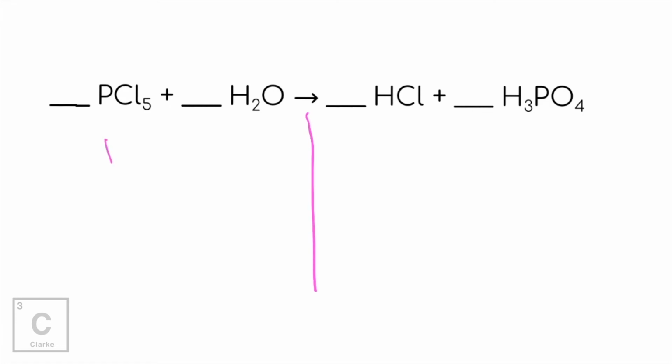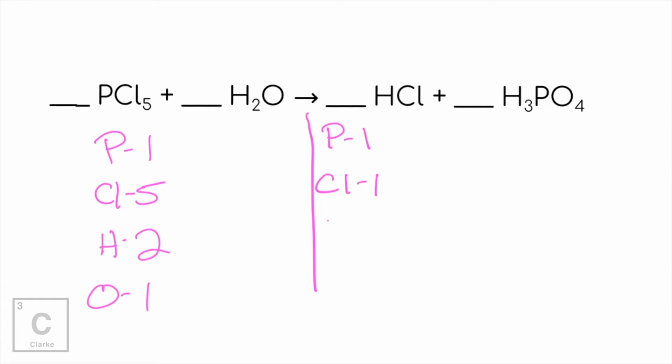Write my elements. I've got 1 phosphorus. I have 5 chlorine, 2 hydrogen, and 1 oxygen. Again, I'm going to keep the same order. Phosphorus, I've got 1. Chlorine, I've got 1. Hydrogen, 3 plus 1, we have 4. Does everybody see that? 3 plus 1 is 4. And then lastly, oxygen, and we have 4.